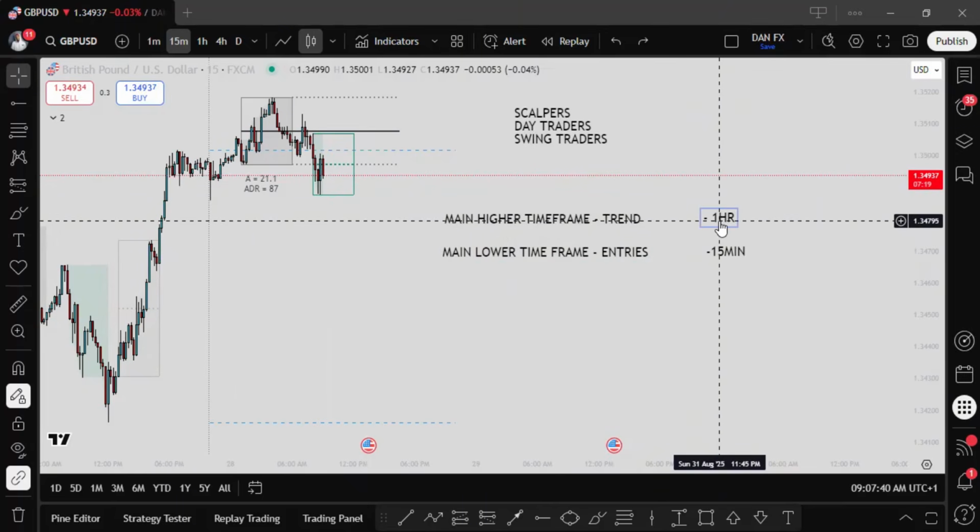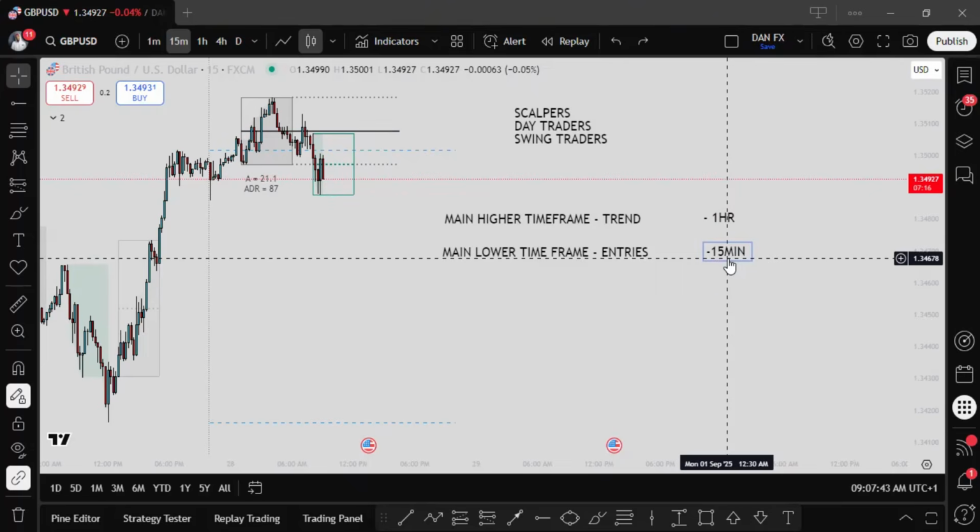I go to the 1 hour chart, identify my trend, and I go to the 15 minute chart to look for my entries. Simple as that.